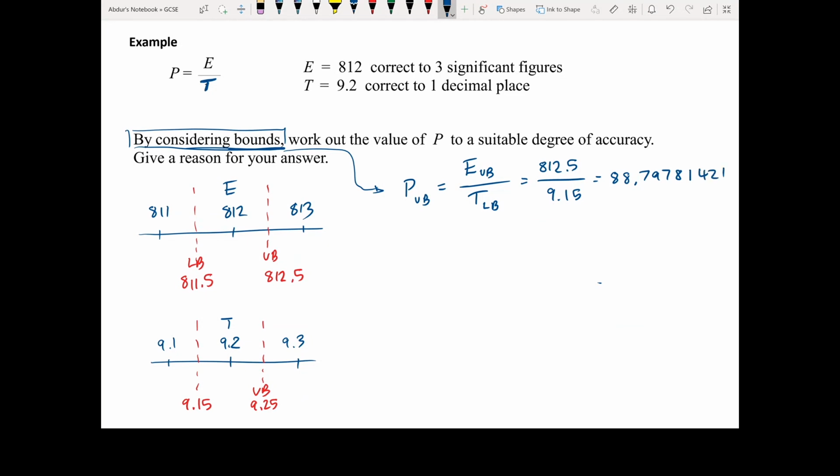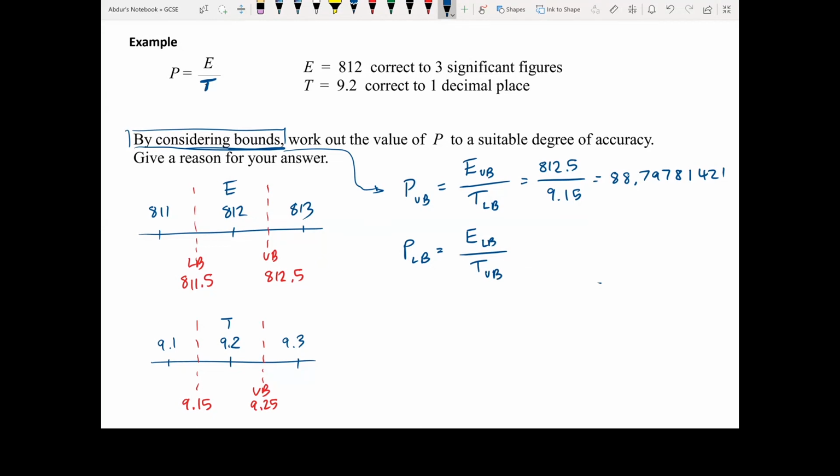88.79781. Make sure you always write down the full display that you get on your calculator, because we then need to do something with that later. But we're going to write down the p lower bound now. To get a lower bound answer for this, we need the numerator to be low. So we need lower bound here, and we need the denominator to be large, and that will then get us a small value for p.